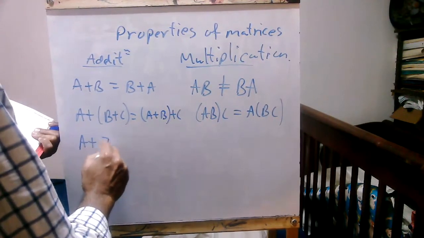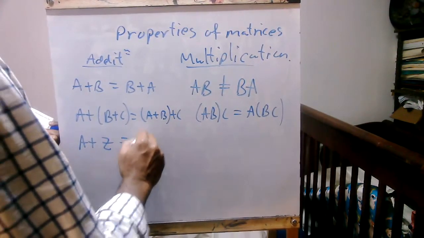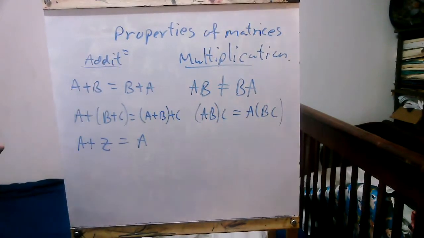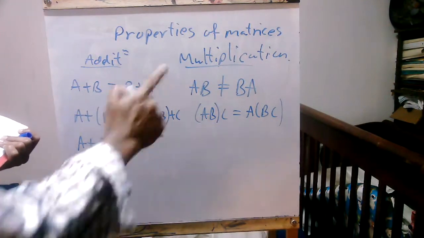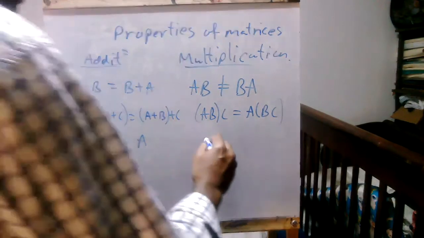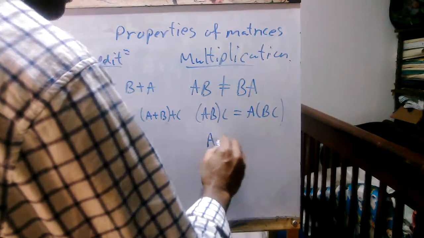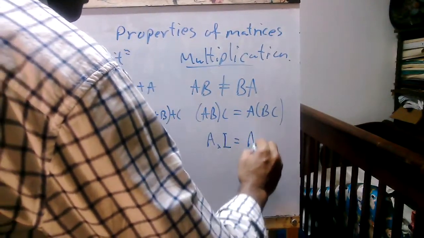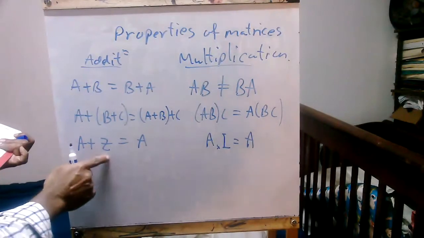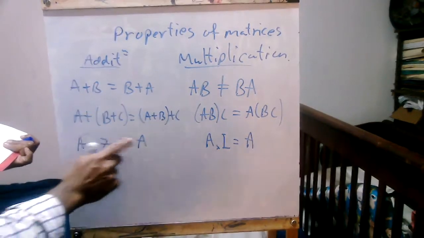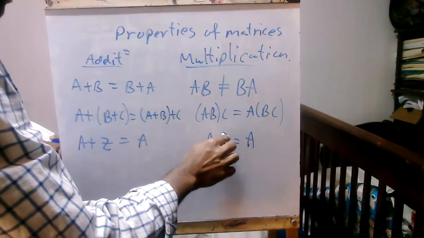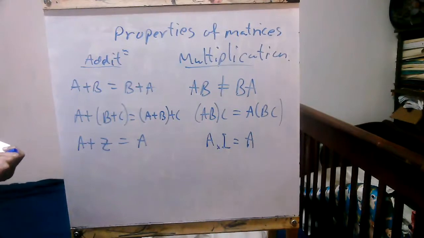A plus C equals A. Remember what C is? C is the zero matrix. Under multiplication, when we multiply a matrix with its identity matrix, it won't change. When we add the zero matrix to the matrix, it won't change. When we multiply the matrix with its identity matrix, it will not change.